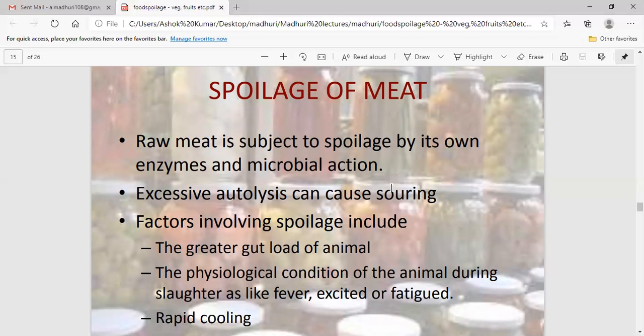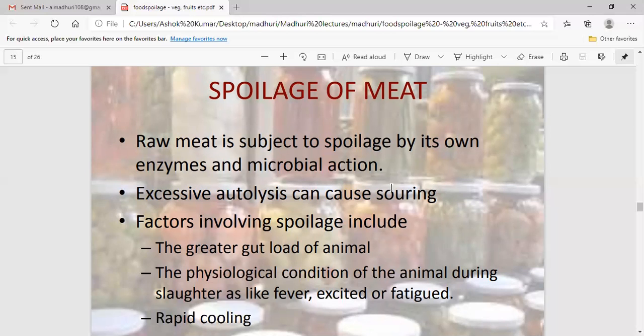Load means microbial load. Whatever animal from which we are taking the meat, if that animal is having more microorganisms in the intestine than the normal level, if it is having higher gut load, then it can lead to spoilage of the meat. Because when we cut the animal, we have to take the meat from all the parts, right? The physiological condition of the animal during slaughter, such as fever, excitement or fatigue. Now when we slaughter the animal, when we kill the animal, at that condition, the physiological status of the animal will also matter.